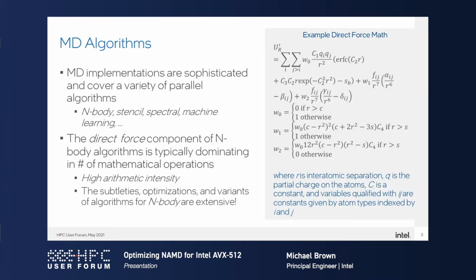MD algorithms are sophisticated, and they cover a variety of parallel algorithms. The direct force component of N-body algorithms is typically dominating in the number of mathematical operations. On the right, we show an example equation for the direct force math. The key things I want to point out here are that this involves a loop over all pairs of atoms in the system. There are a lot of mathematical operations and transcendentals. There is distance-dependent conditional math, and finally, use of constants that depend on atom types of the interacting pairs.